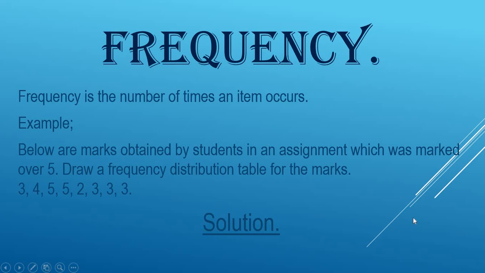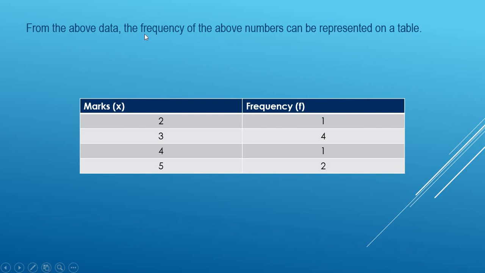So they said, from the above data, the frequency of the above numbers can be represented on a table. So let me bring our numbers. These are the numbers as we saw earlier, and this is our frequency table. Since the numbers are not large, I'm not going to use the tally system, because if I look at 2 among the numbers over here, I can realize that its frequency is just 1. So I don't need to use the tally system. So that is how we are going to solve it.